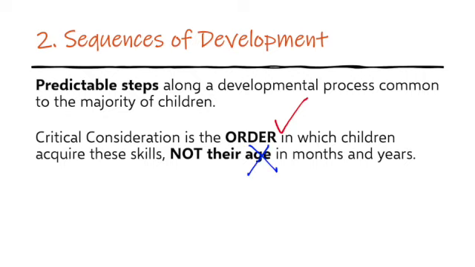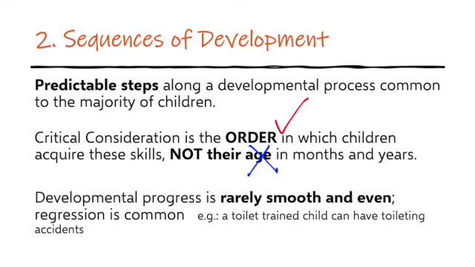It's not particularly helpful to focus on just their age in months and years because, as we know, children follow through on these sequences in different rates and in different ways. Child development also does not unfold in a straightforward and smooth manner. Child development moves forward in growth spurts and in regression.